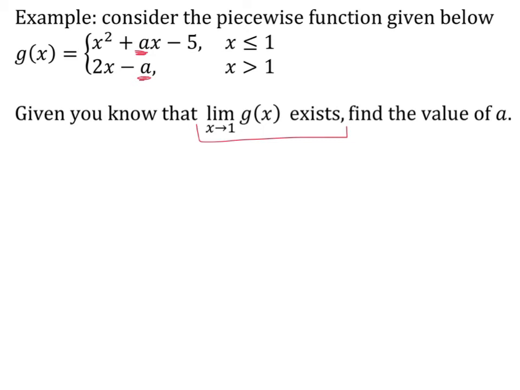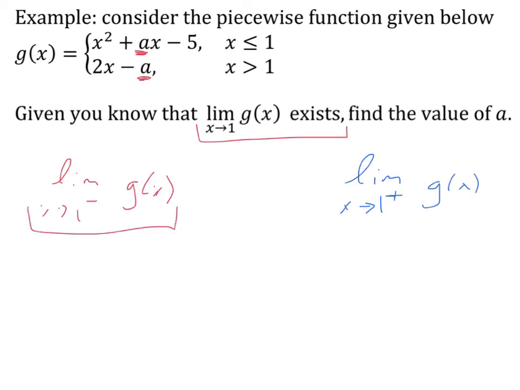So if the limit exists, it basically means that the left-hand limit, the limit as x approaches 1 from the left of g of x, would have to be the same as the limit as x approaches 1 from the right. Correct? So, how would I compute this left-hand limit? Well, when I'm to the left of 1, I'm plugging in things less than 1. So when I evaluate this for x being 1, I'm going to get 1 plus a minus 5. In other words, a minus 4.